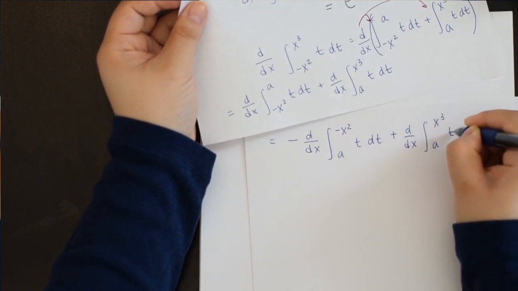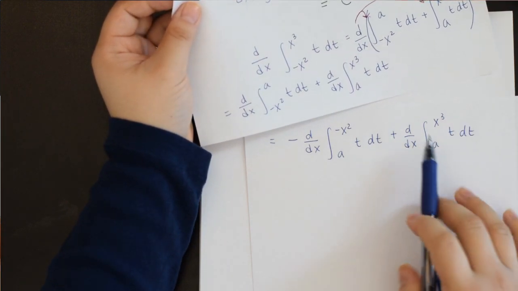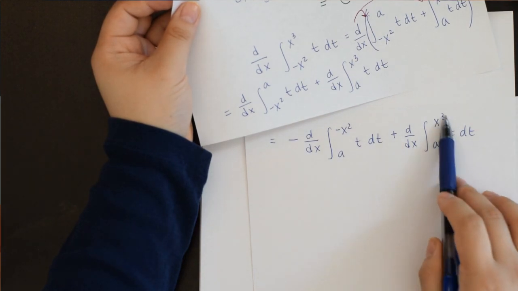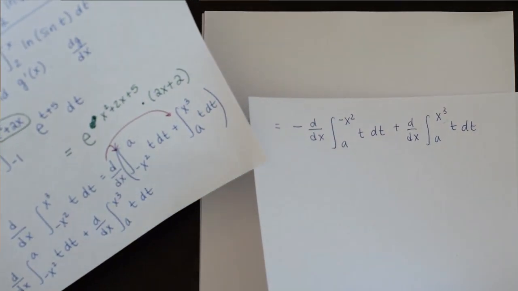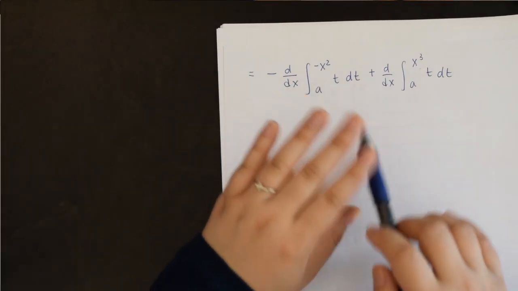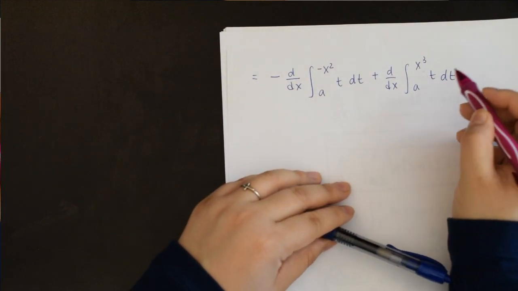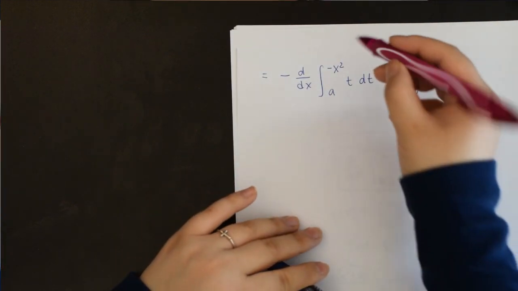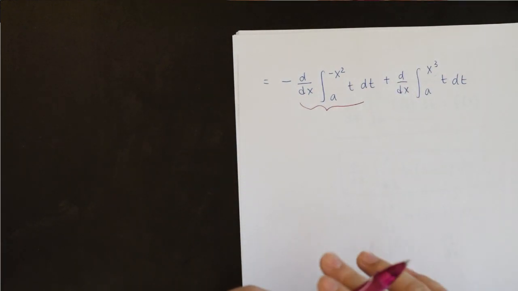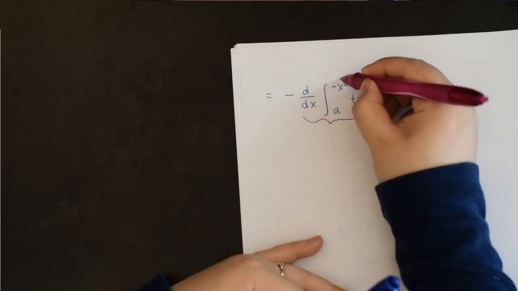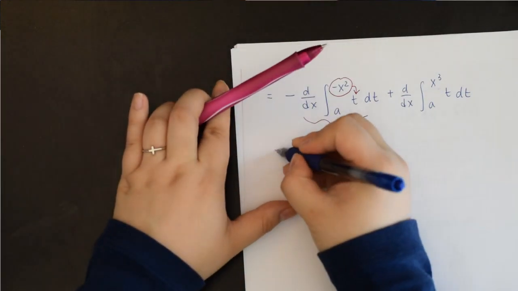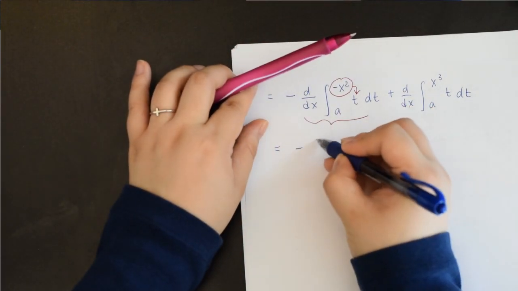And we're good with the second part because we had just talked about how to take the derivative of something. We have our a on the bottom, and we have an x cubed, but we can chain rule that. So now we're good. Now we have two parts of the form that we had talked about. So now we have the derivative of this integral part, so we can plug in our negative x squared into the t. So of course we still have our negative out here.